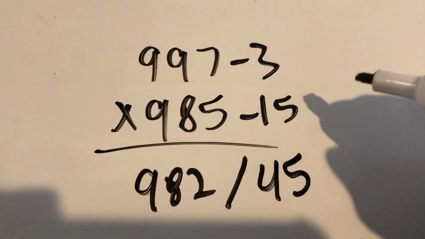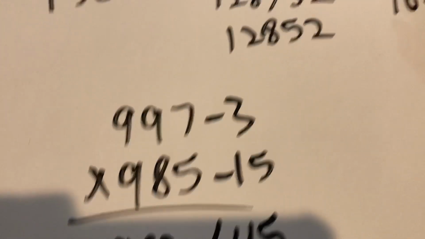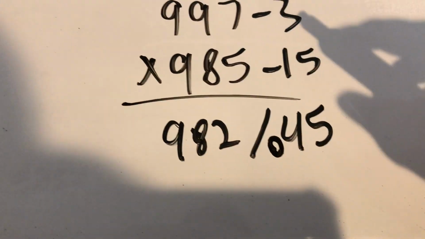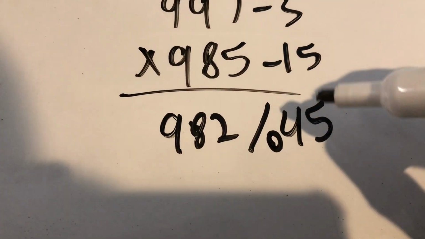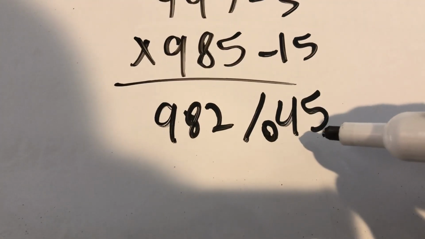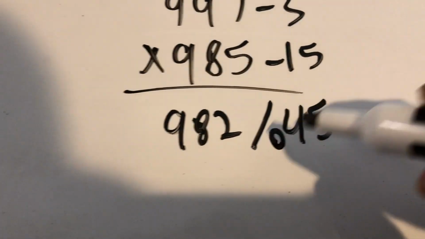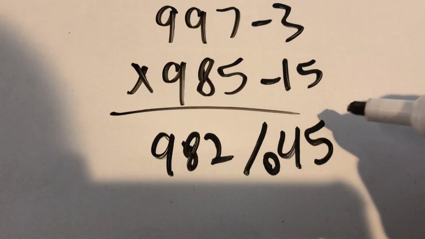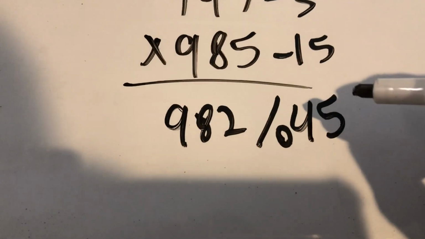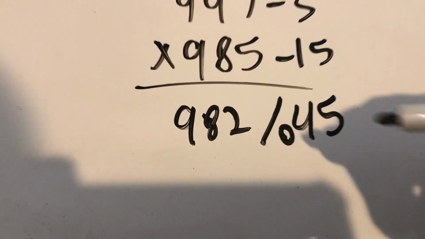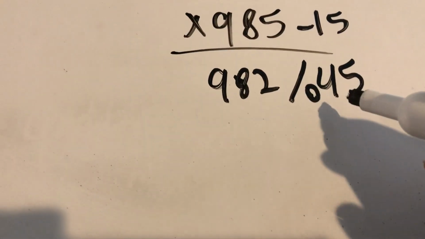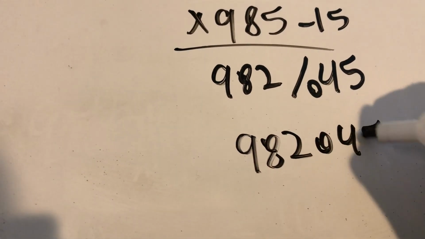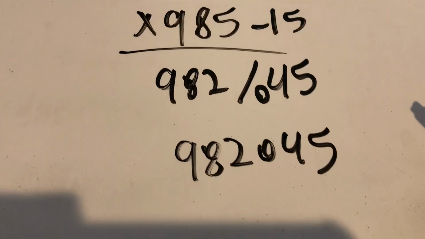And now, since we got a base of 1,000, we're going to add an extra 0. Because 1,000 has 3 zeros, we'll make sure all this lines up. If it has 4 zeros, we're going to write another 0. If it's a base of 100, we're going to leave 45 as it is. But since we are dealing with a base of 1,000, we're putting an extra 0. Now, all we have to do next is plug these numbers together. So we got 982,045.